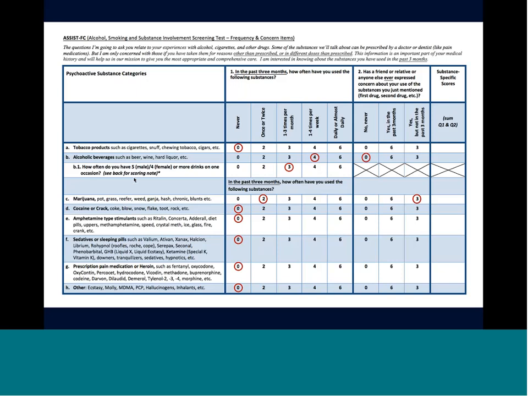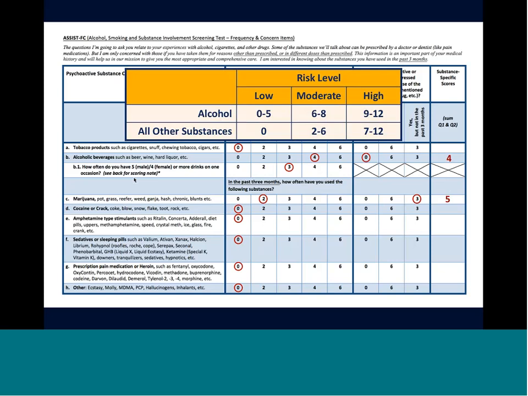So for each substance, add up the scores for questions 1 and 2. In this case, you can see that the patient scored in the low risk range for alcohol, but a BI should be delivered to discuss the risks of binge drinking. Even though they scored 4, which falls between 0 and 5, because they report some binge drinking, you would still provide a brief intervention.